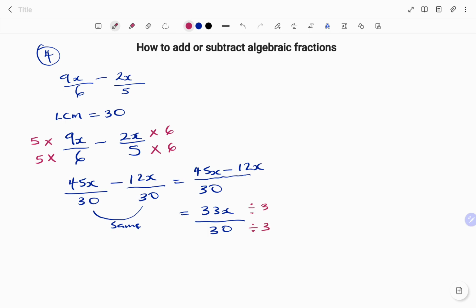Always remember, when simplifying fractions, whatever you do at the top, you do at the bottom. 33 divided by 3 will give us 11x, and 30 divided by 3 will give us 10.